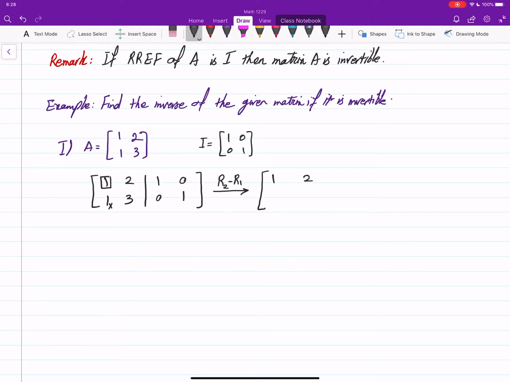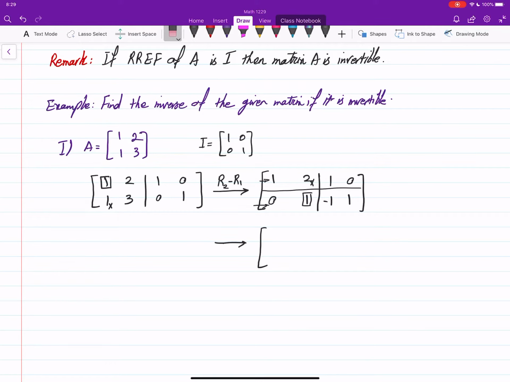So 1 2 1 0. This is 0. This is 1. This is -1. This is 1. Very nice. We are done with the first leading one. Now for the second one, we start here, move, stop when you hit a non-zero entry. It is 1. It is in the right place. So it is next leading one. Now we have to make everything else in that column 0.